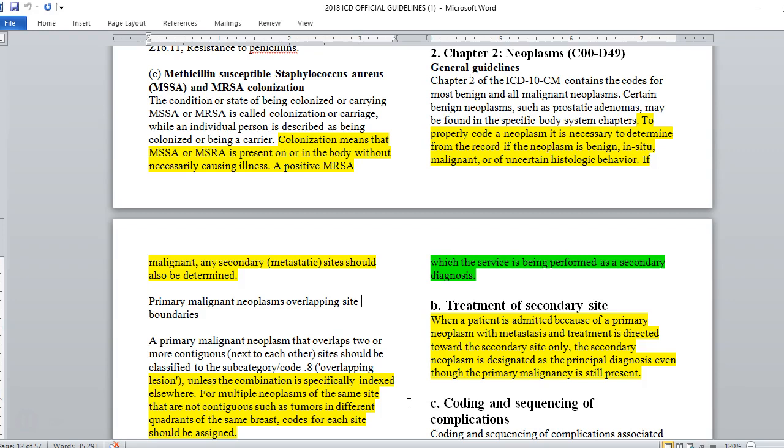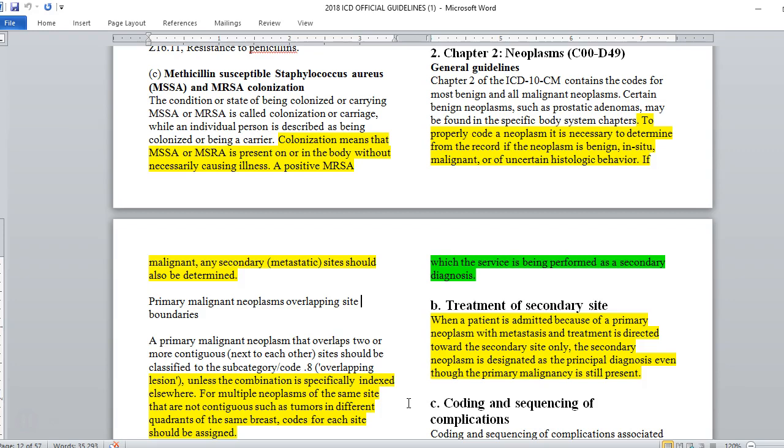So if someone has prostate cancer that has metastasized to the bone, okay, prostate cancer is primary because that's where it started. The metastasis to the bone is considered secondary, okay, meaning that's where it spread to. Primary is where it started, secondary is where it spread to.